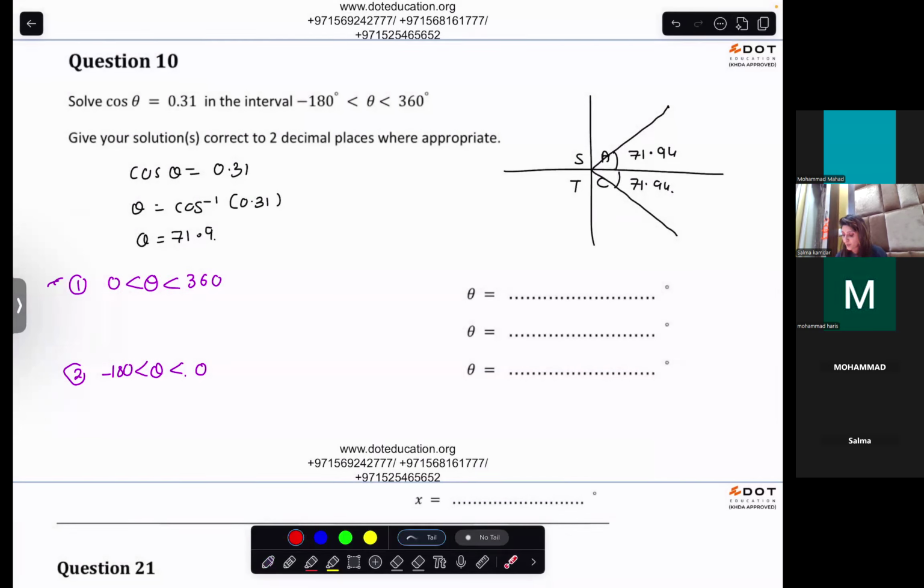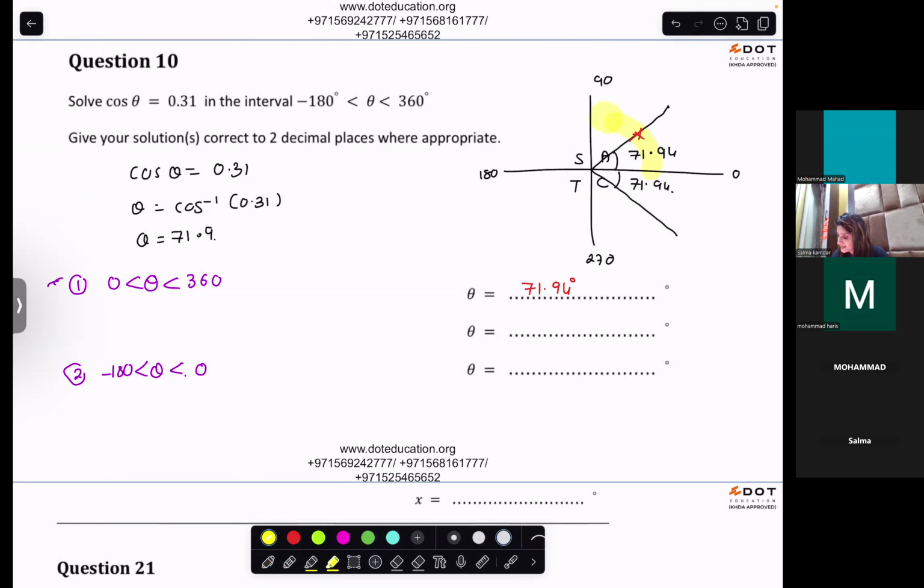Understand, I had only plotted the principal value of my theta. Now I want between 0 to 360, so I'll put 0, 90, 180 and 270 and I'm starting to plot. I start from 0, I'm going up. Tell me, where is it hitting? First, 71.94. So my first theta is 71.94 degrees.